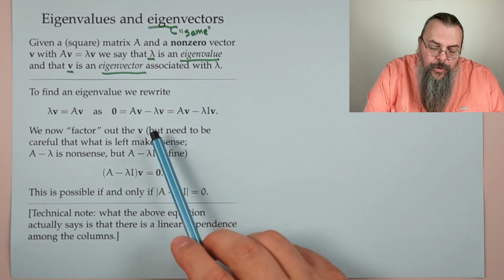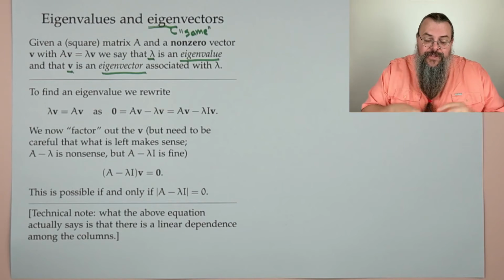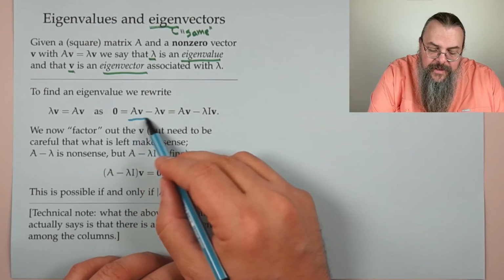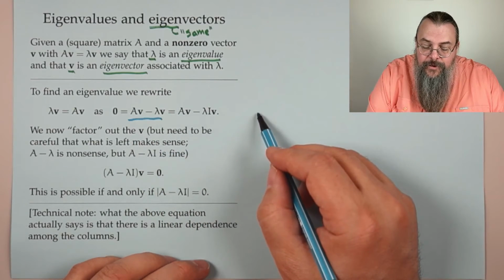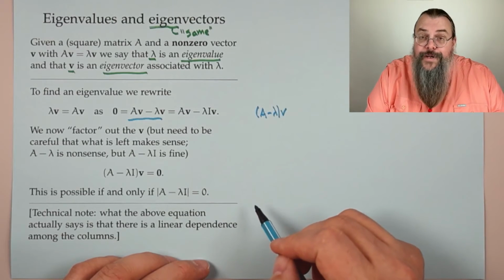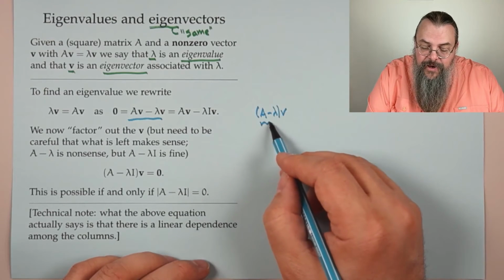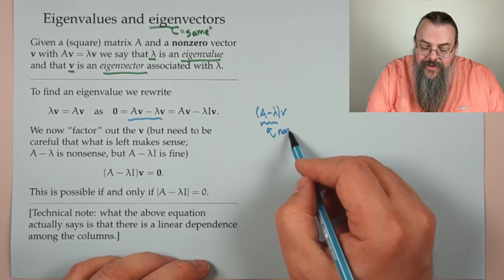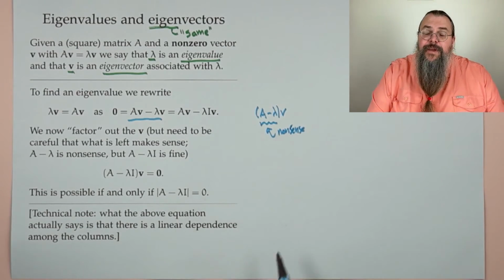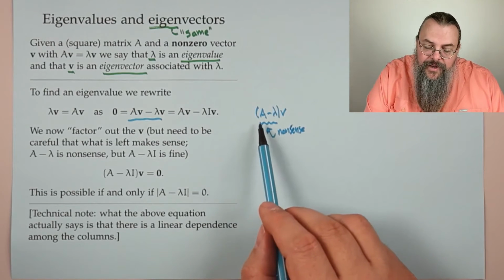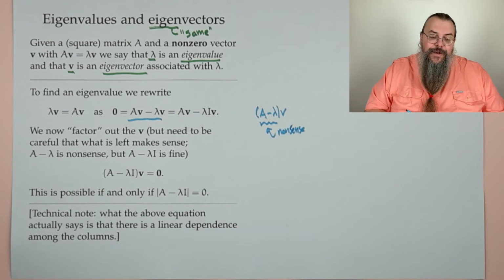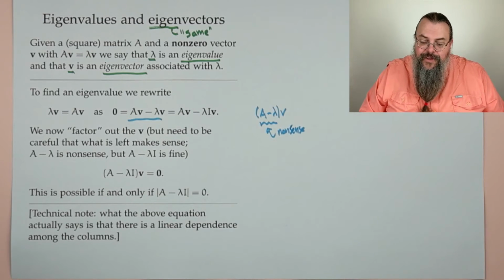And now what we want to do is pull out the V. And we say, well, that should be easy, right? If you see AV minus lambda V, wouldn't that just be A minus lambda times V? Well, one small problem. This part is nonsense. It means nothing. It doesn't make sense to talk about a matrix and subtract off a number. But that's okay. We can fix it. This is a fixable problem.